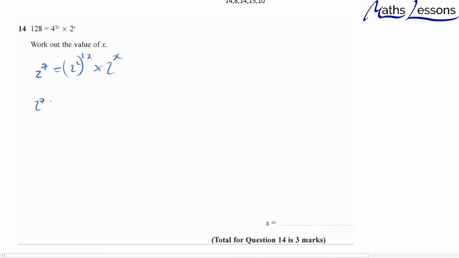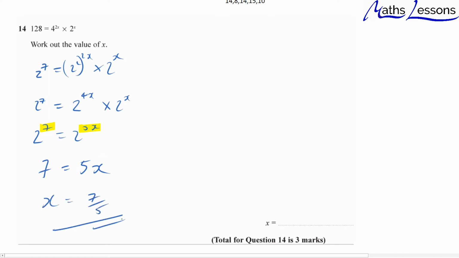So we've got 2 to the 7 equals, now 2 squared to the power of 2x. What you do here, you times these indices together. So you get 2 to the 4x times by 2 to the x. Now when you're timesing, you add the indices. 2 to the 7 equals 2 to the 5x. So therefore, what we have here is 2 to the something equals 2 to the something. Those somethings must be equal to each other. 7 must equal 5x. So therefore, x will equal 7 fifths.